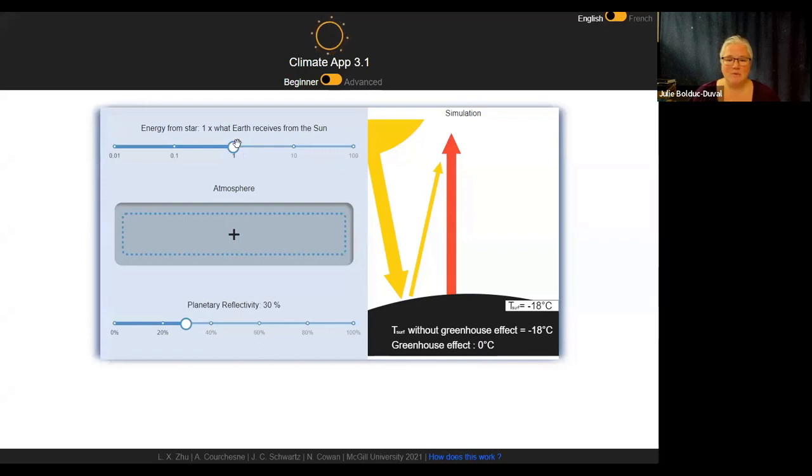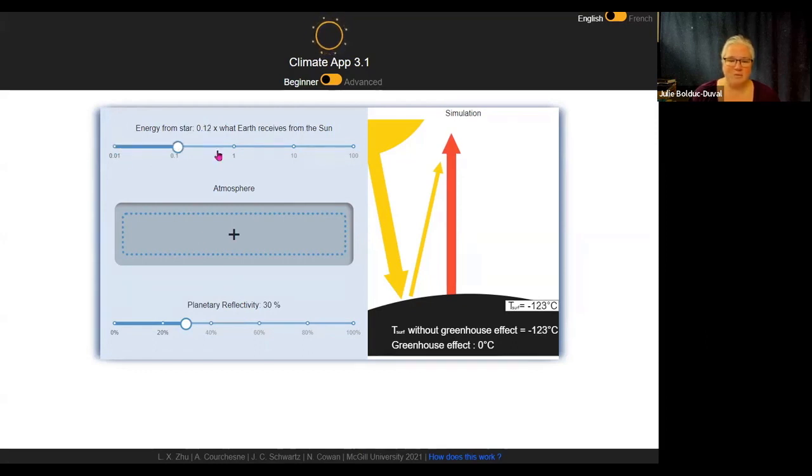So now we can play with the sliders. This is how much energy it receives from the star. So one is what the Earth receives from the sun. We could go 10 times more energy. You can see the temperature went up big time, or 100 times more energy, much higher again. Or you could go with less energy. And of course, it's much colder.